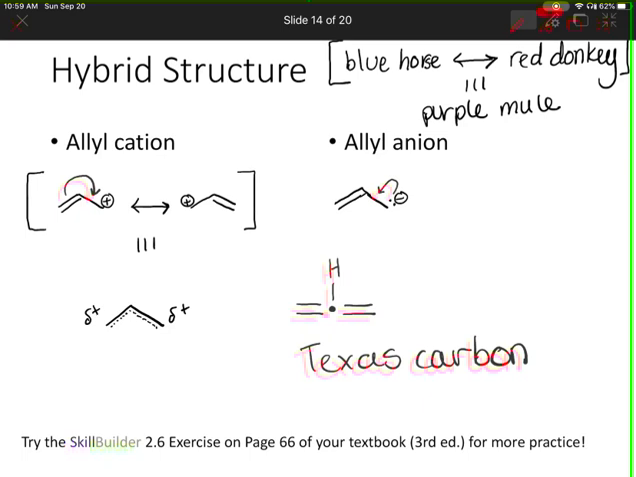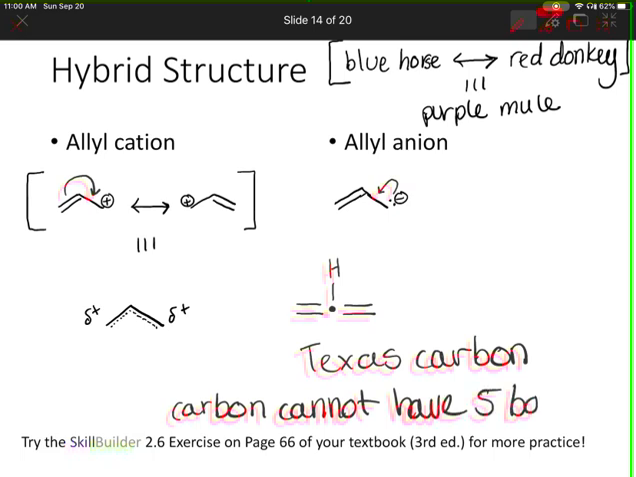So carbon cannot have 5 bonds. That's really important. This is one of the biggest mistakes we see in organic chemistry. Students will give a carbon 5 bonds because it's easy to forget that carbon can only have 4 bonds. So always double check that your carbons do not have 5 bonds. Okay, so that doesn't quite work.